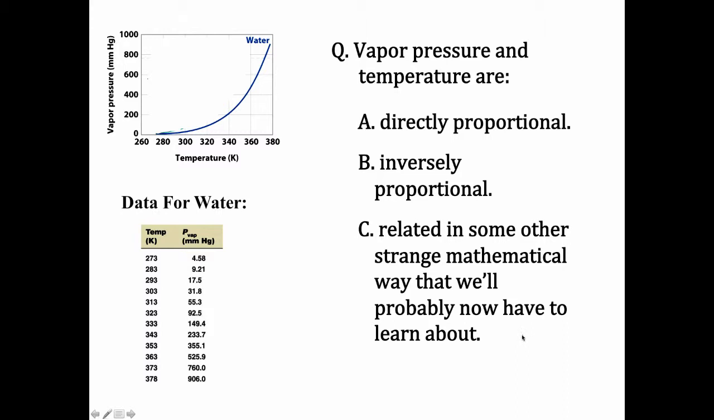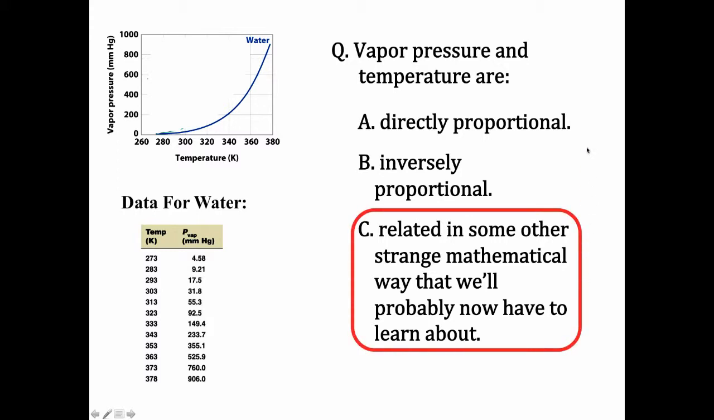And here's a graph and the data once again. And the question is, how are vapor pressure and temperature related? Are they directly proportional? Are they inversely proportional? Or are they related in some other strange mathematical way that you're probably going to have to learn about? And if you've been paying attention throughout this course, you certainly can see this is not direct. It's not inverse proportionality. So it's going to be some other kind of mathematical relationship. And yes, you will have to learn about it now.